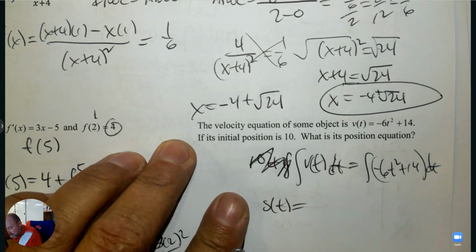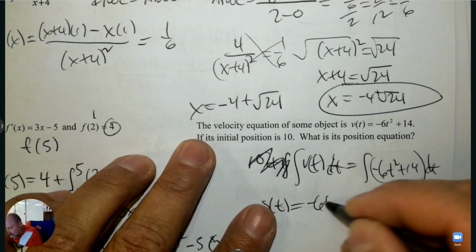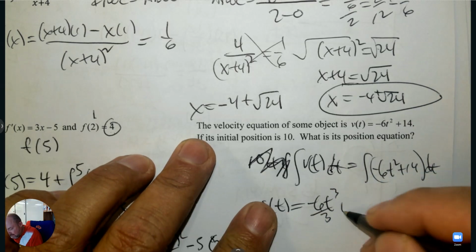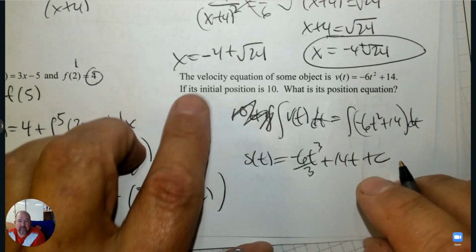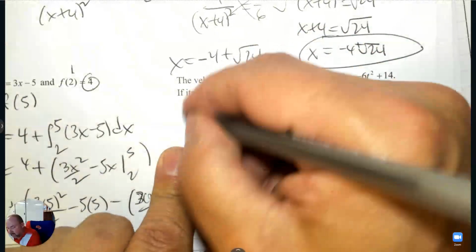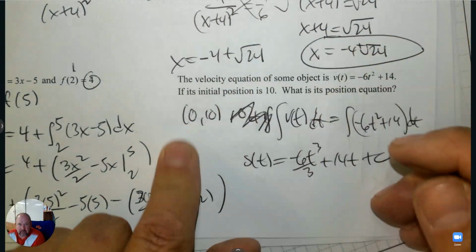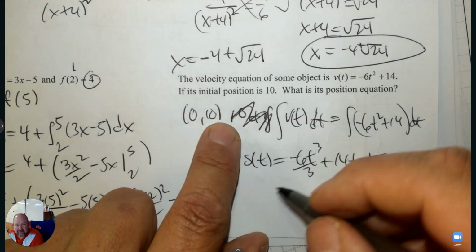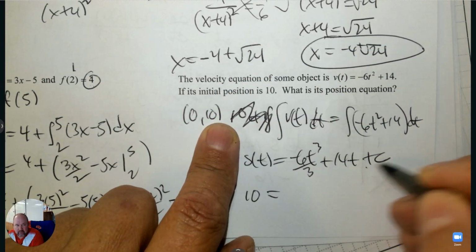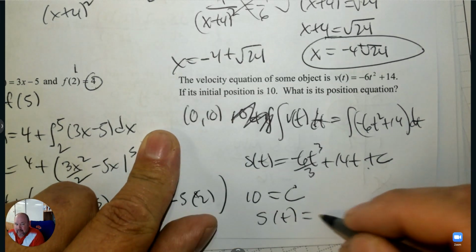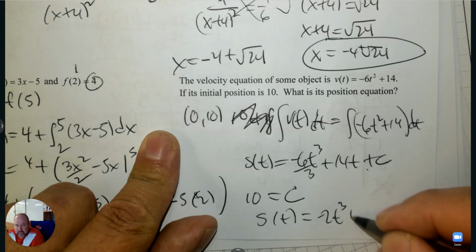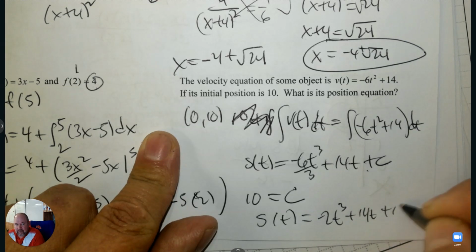We'll call it S. So we're going to add 1 to the exponent and divide, and then that's 14t plus c. And then if the initial position is 10, that means when you plug in 0, the answer is 10. So c is 10. So go back again, and you can simplify that if it's so simple, and you have your answer.